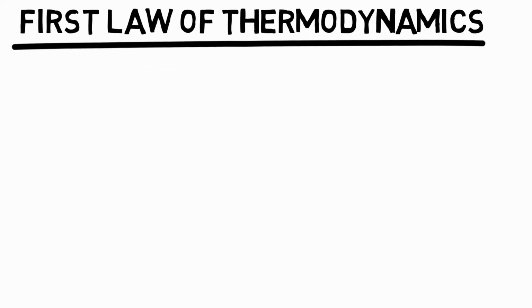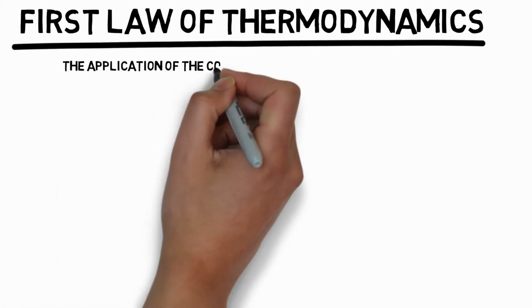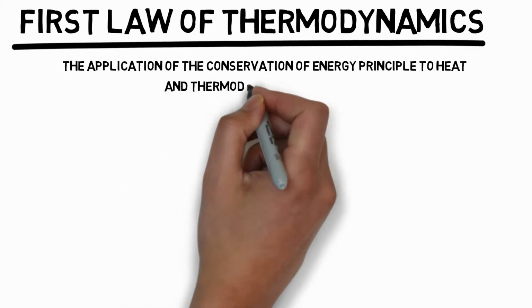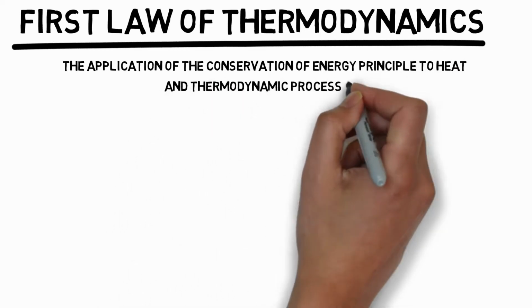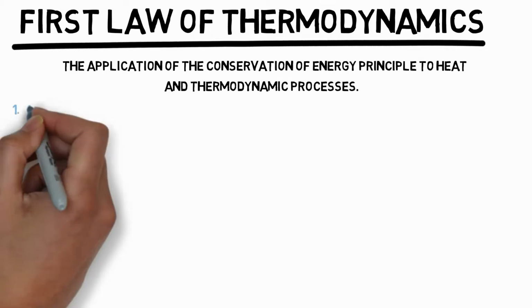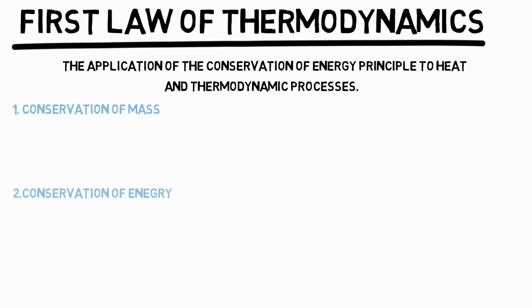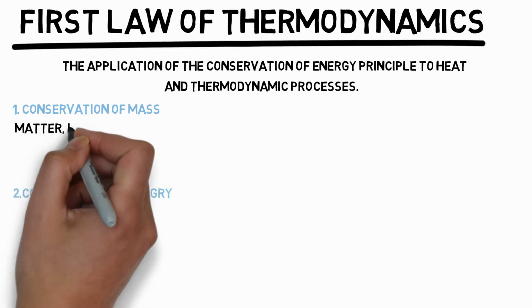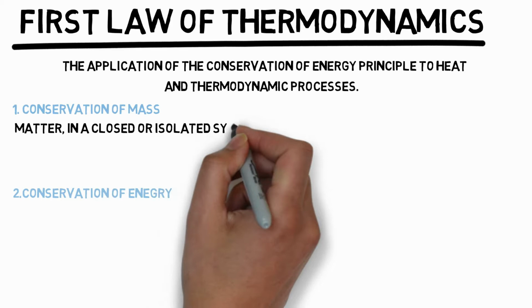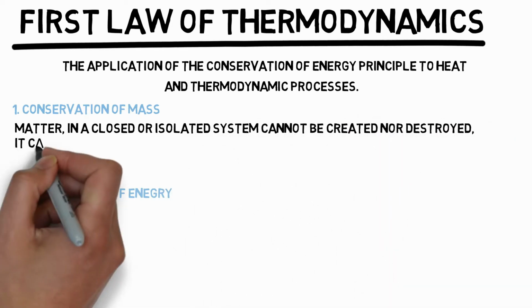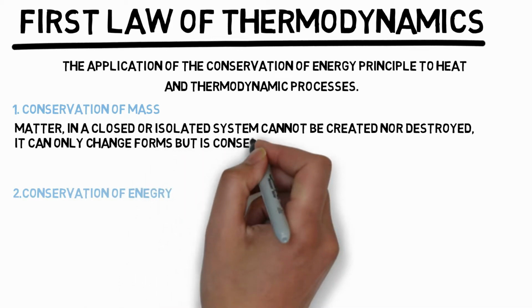The first law of thermodynamics is the application of the conservation of energy principle to heat and thermodynamic processes. There are two parts to the first law of thermodynamics. The first one being conservation of mass, followed by the conservation of energy. Starting off with conservation of mass, the law of conservation of mass states that matter, in a closed or isolated system, cannot be created nor destroyed. It can only change forms, but is conserved.